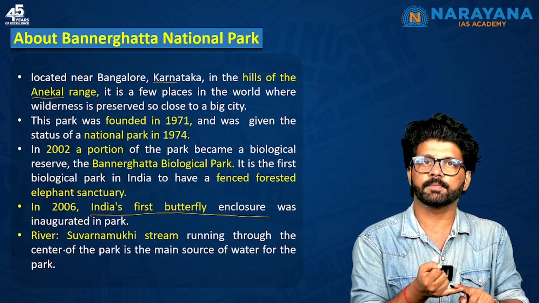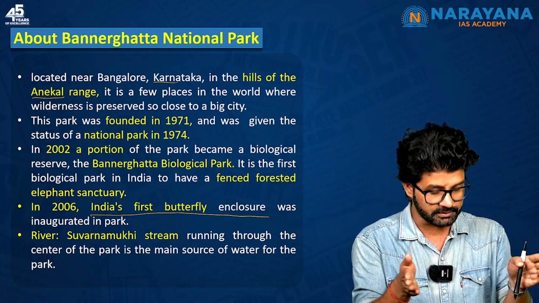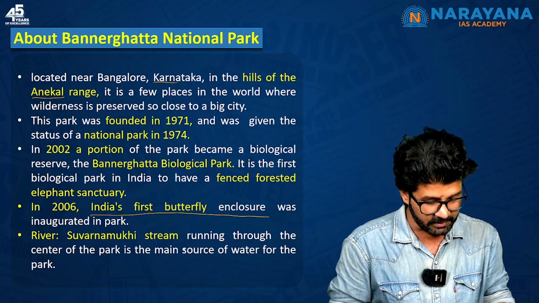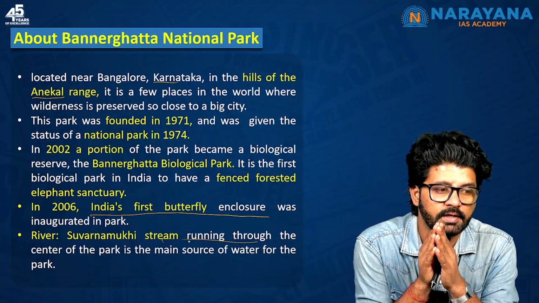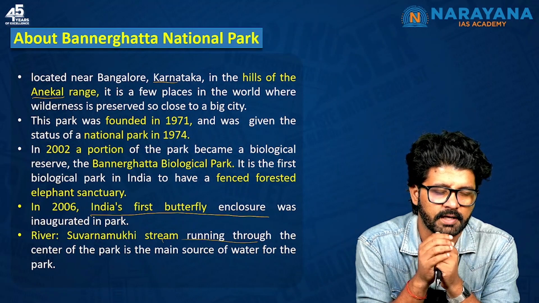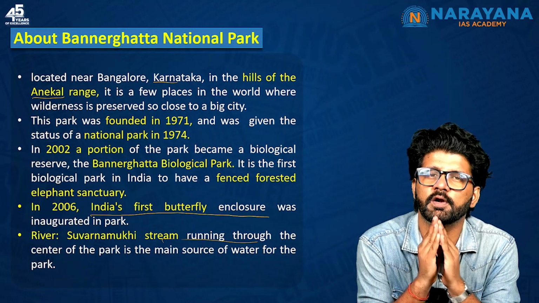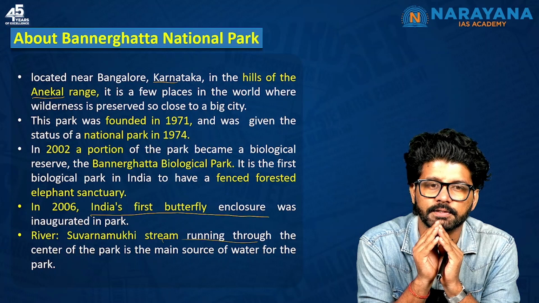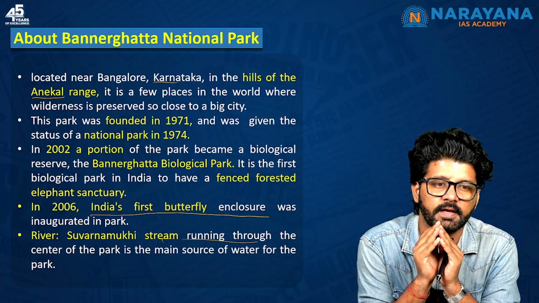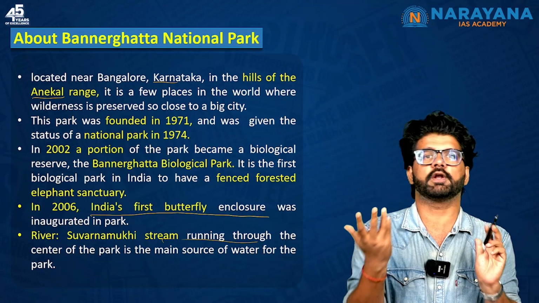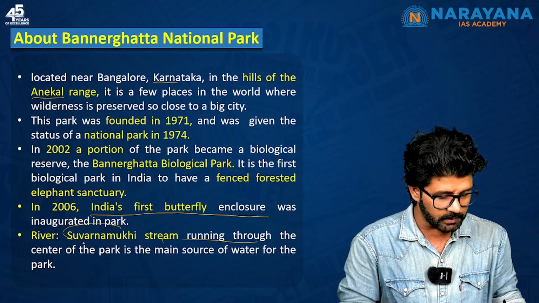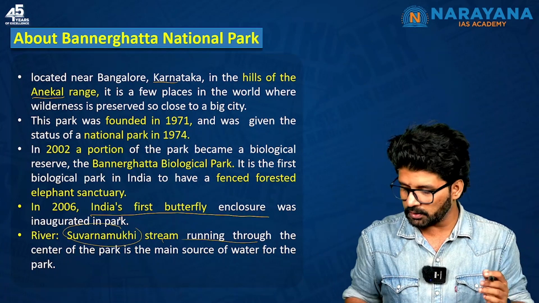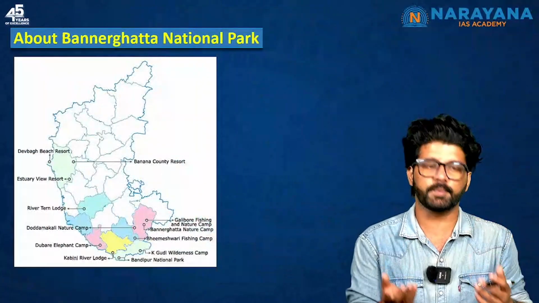And which river is adjacent to this Bannerghatta National Park? And this is not only adjacent, this is running through the center of the park. Suvarnamukhi stream. So they can tell you that there is a particular national park through which the Suvarnamukhi river is flowing, and it is located in the hills of Anekal range. Which national park are we talking about here? So these kinds of questions they can frame, and that's why these points become important. And the more questions you solve, the more you understand which kind of questions UPSC can frame.